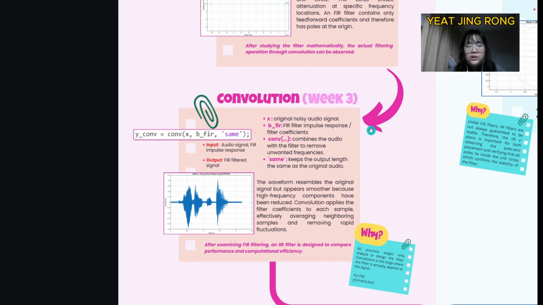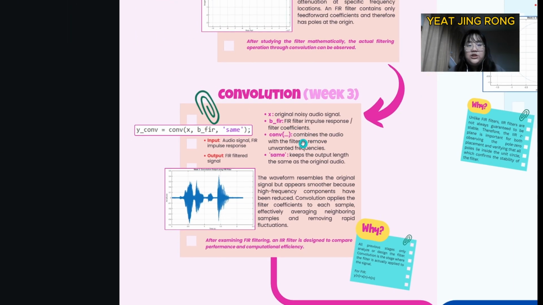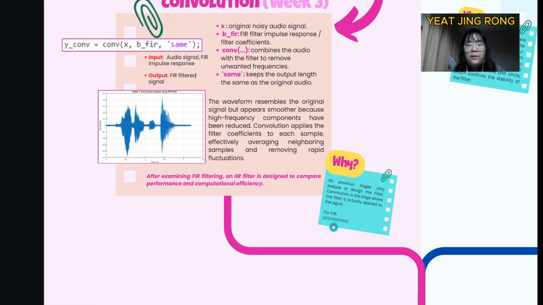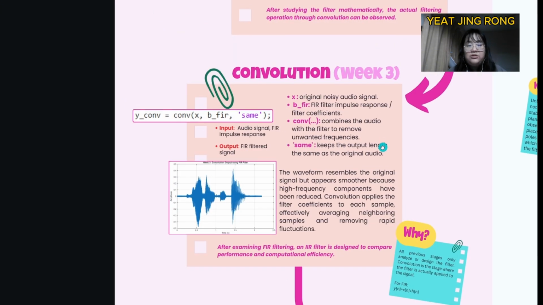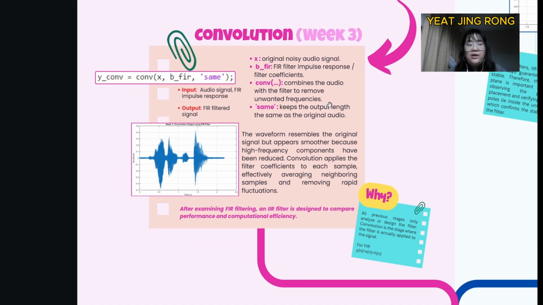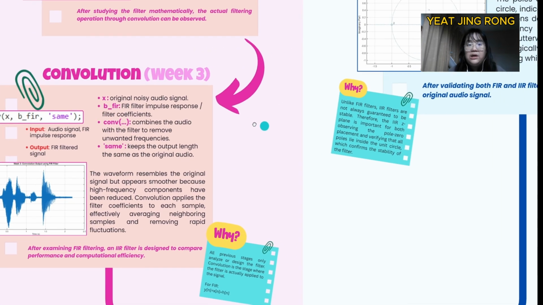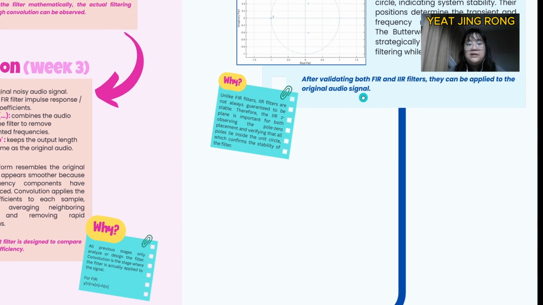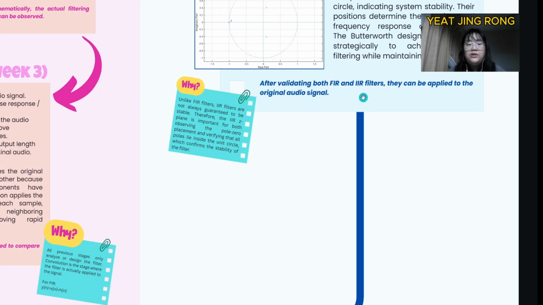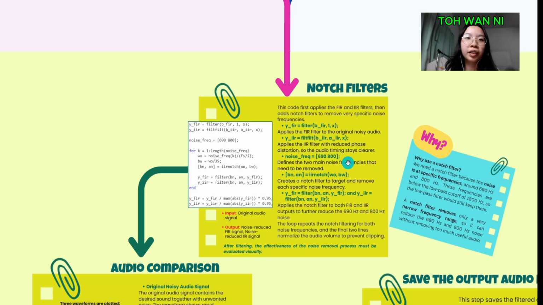Next part is the convolution for the FIR filter. All previous stages only analyze or design the filter, but convolution is where the filter is actually applied to the signal. The formula is y[n] equals x[n] convolved with h[n], where x[n] is the noisy audio and h[n] is the FIR impulse response. As Dr. Musa always mentioned, 0 can represent remove and 1 can represent preserve. In our FIR filter, the coefficients work like weights that reduce the noise while preserving the main audio signal. We do not show the convolution for IIR because IIR has an infinite impulse response, so direct convolution is not practical. After applying the FIR and IIR filters, the tat noise is successfully removed.